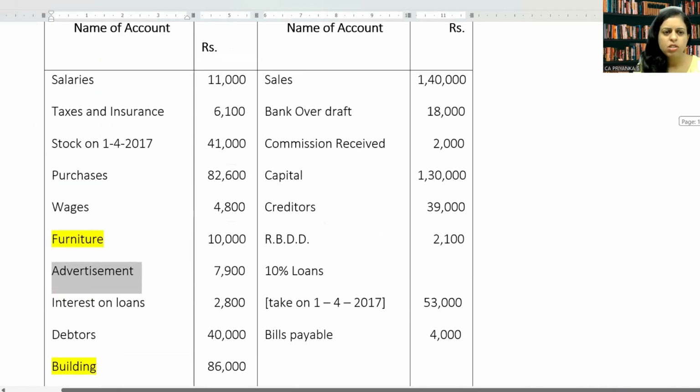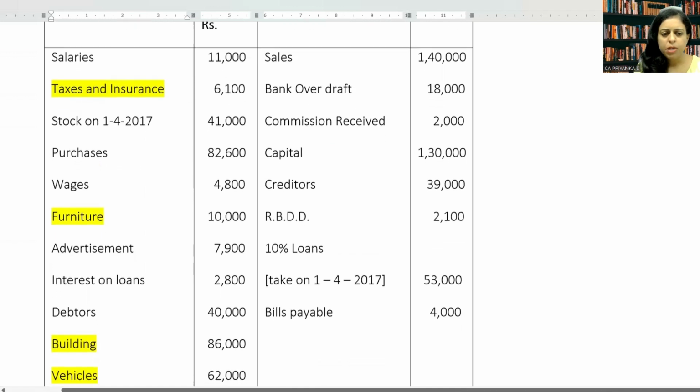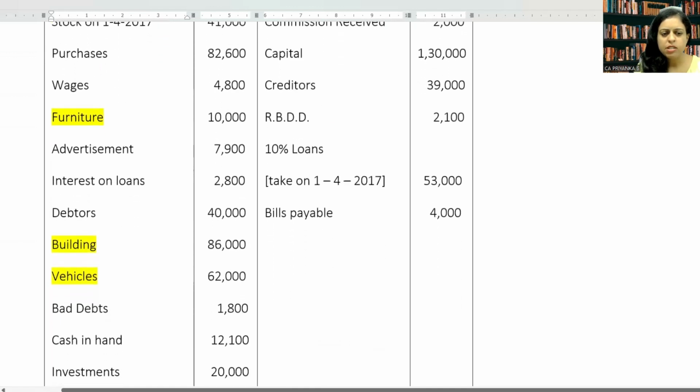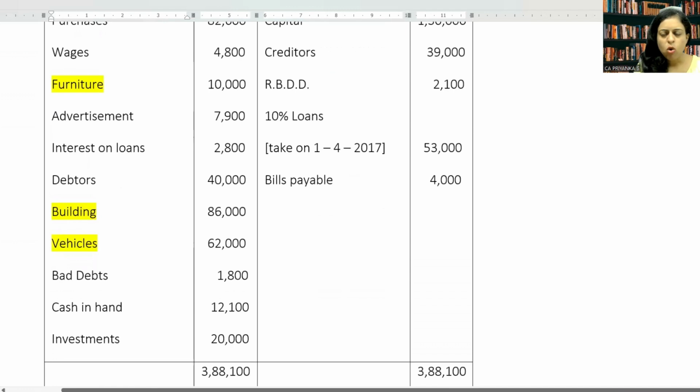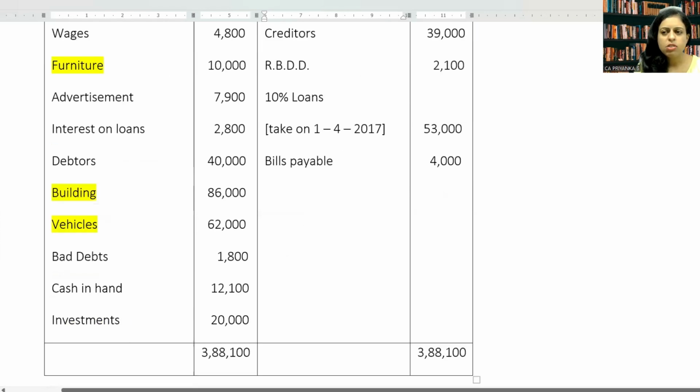Do you find insurance? Yeah, here we have insurance, taxes and insurance. So I mark this, and commission. There is nothing as commission paid, but it is commission received, right? So we have on the credit side commission received. So I'm going to mark this. Fine. So I have these adjustment entries.